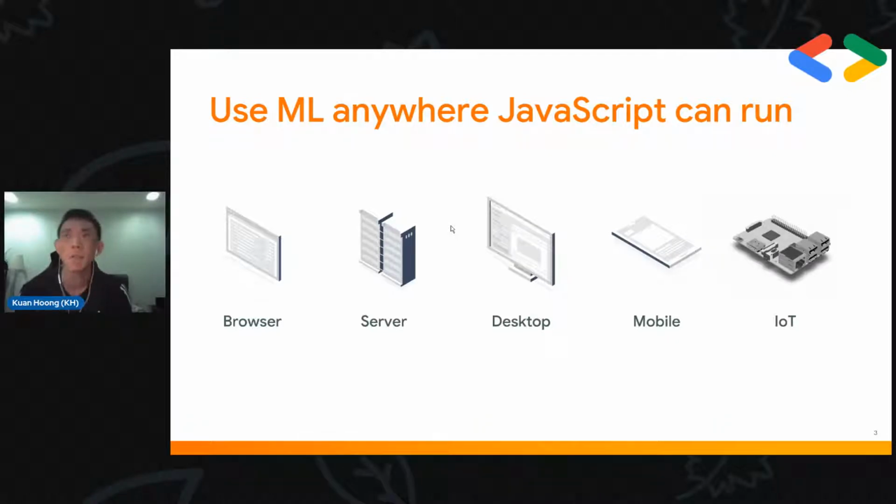That means you can run your machine learning code in any browser, or run your JavaScript on any server, whether it's a server or a desktop environment. You can also run your machine learning in mobile devices, or even IoT devices. This is one of the strengths of having JavaScript to run all your machine learning models.